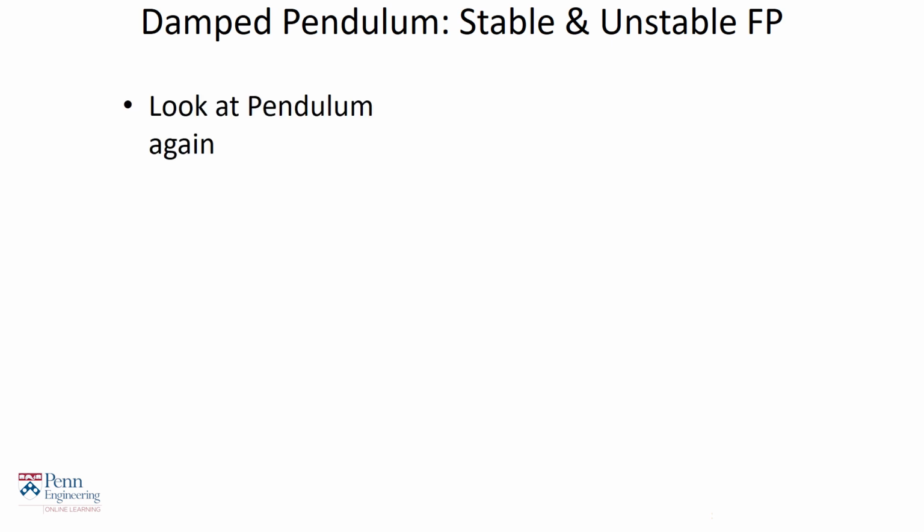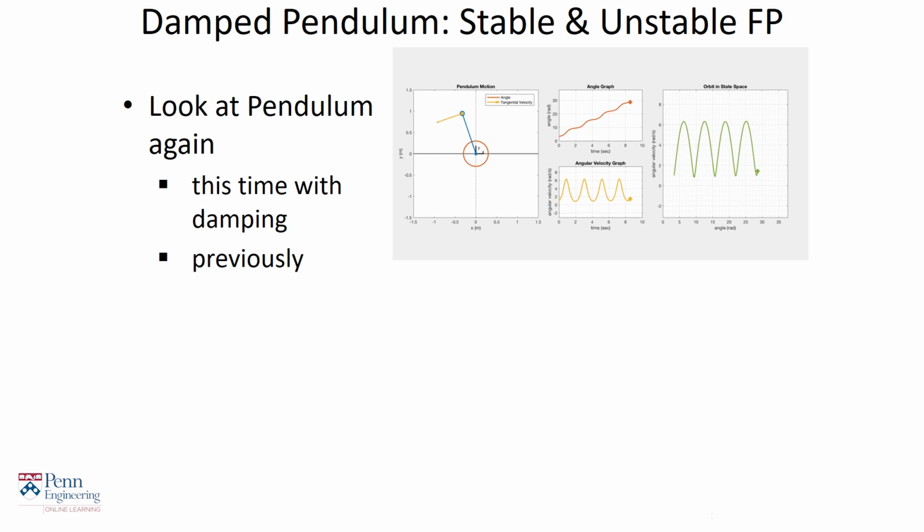Okay, let's look again at the pendulum that we introduced in the beginning part of this segment. And this time we're going to add damping. You explored the properties of damping in the exercises for the beginning of this unit. And you'll recall that without damping, whatever total energy we started with, the orbits continued on that same total energy shell.